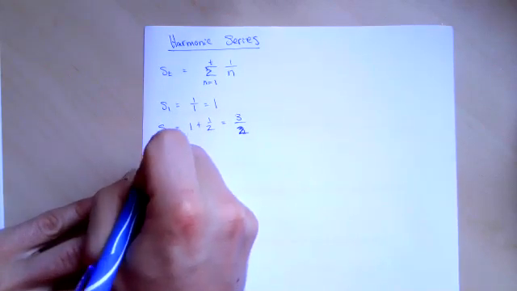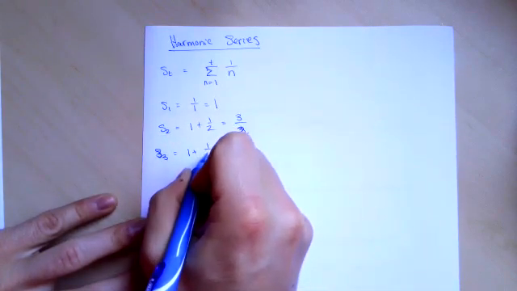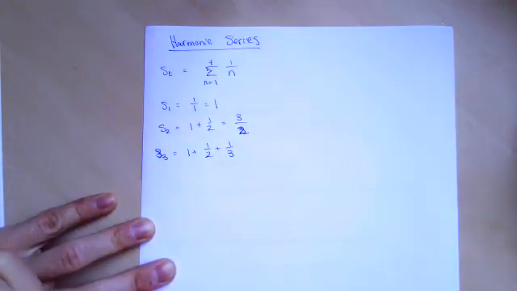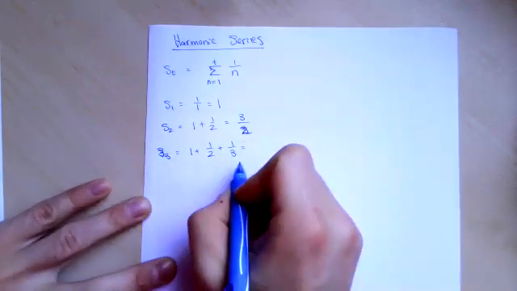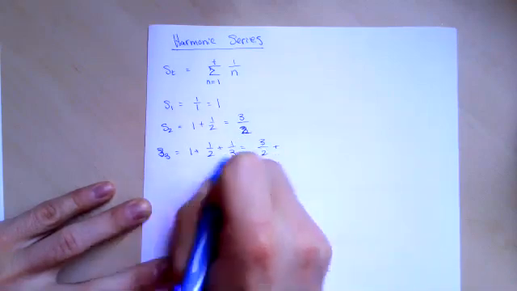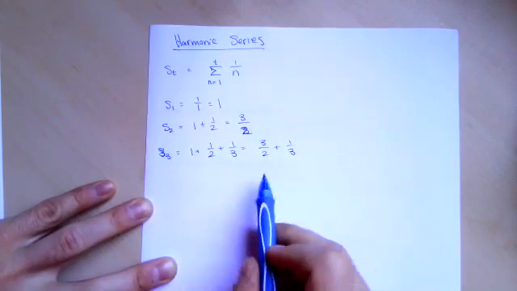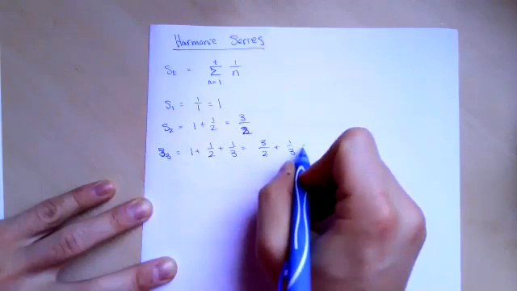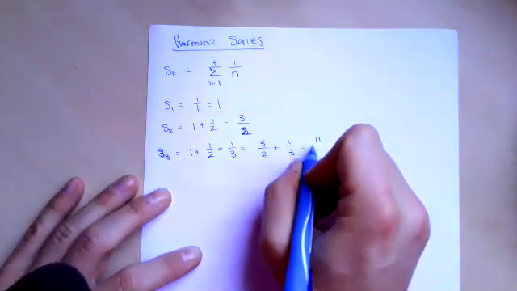S3 is the sum of the first 3 terms: 1 plus 1/2 plus 1/3. Mental math is going to get a little tricky here. So the first 2 were 3/2, plus 1/3 is what? So 9/6 plus 2. So 11/6.